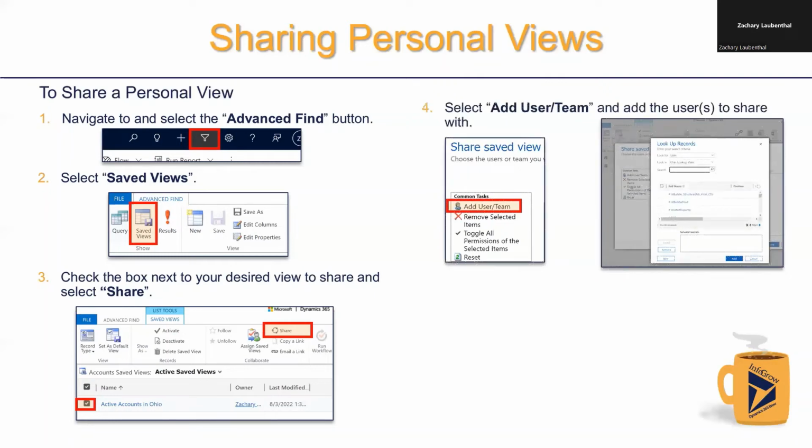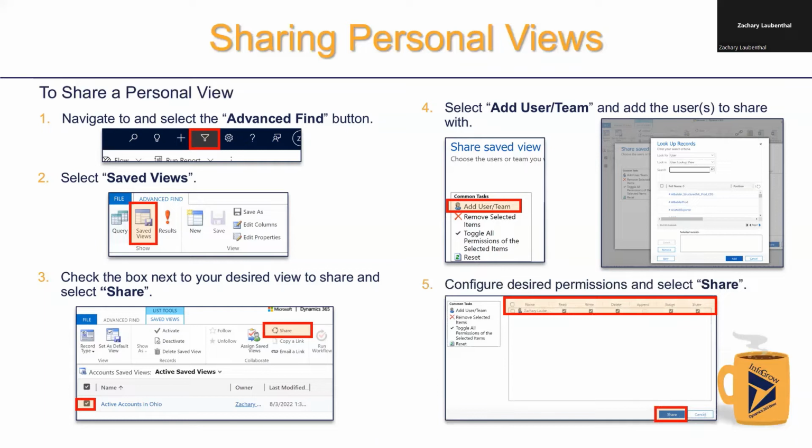The Share Saved View window will open where you can select the Add User/Team button to add the colleagues with whom you want to share. After you have selected and added the colleagues, you can now assign permissions to each. Once finished configuring permissions, select the Share button.